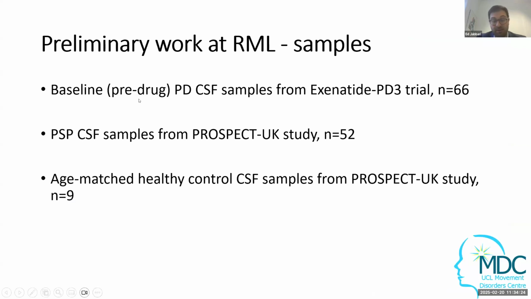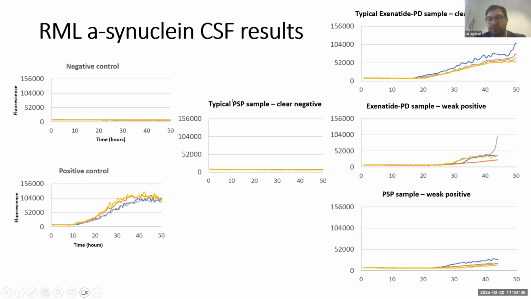These were the samples that I took out with me to the US. We had Parkinson's disease samples. We had PSP and healthy control CSF samples from the Prospect study as well. So the first port of call was applying the alpha-synuclein, the Parkinson's disease test, to our Parkinson's disease and PSP CSF samples. And these are exactly the same plots that I showed you on the previous one.